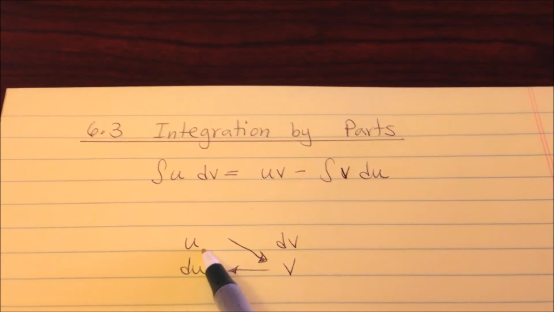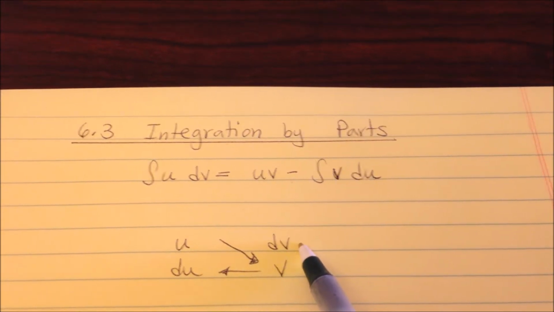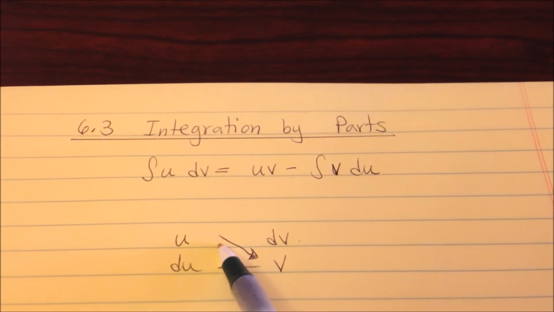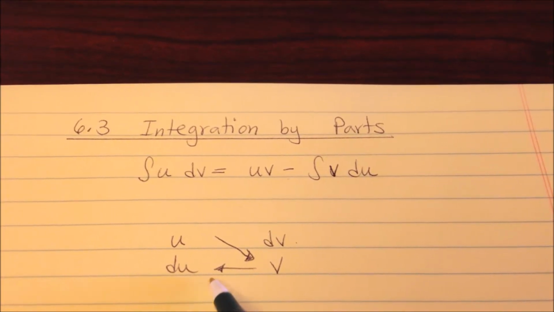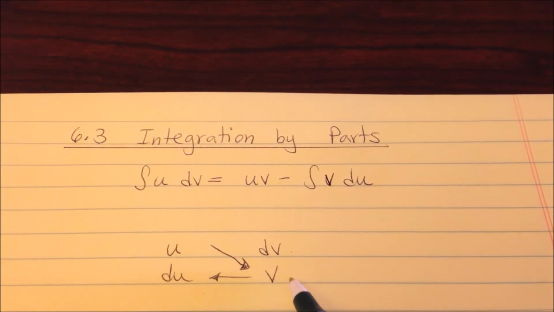We have to find what the u is. The remaining part of that integration part of the function will become the dv. So on this side right here, we take the derivative of that, and on this side right here, we take the integration. So we have to do two things at once right here.